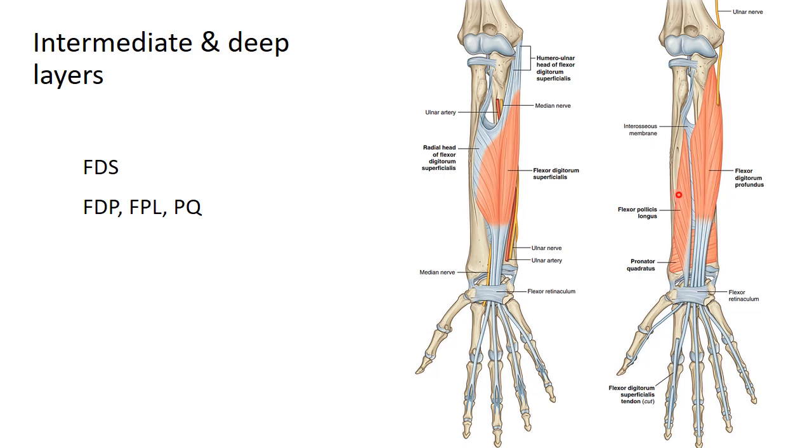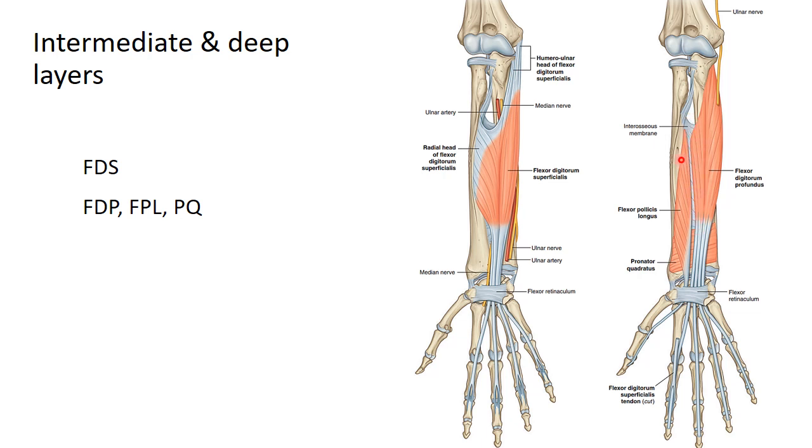The second muscle in the deep layer of the anterior compartment is flexor pollicis longus, and it takes origin from the anterior shaft of the radius and from the lateral aspect of the front of the interosseous membrane.